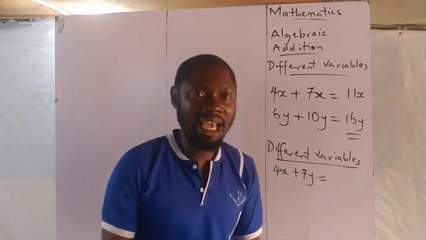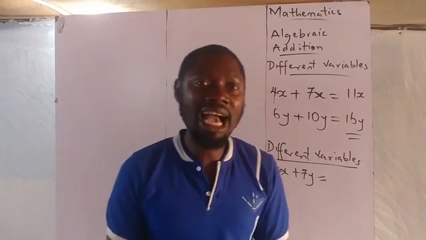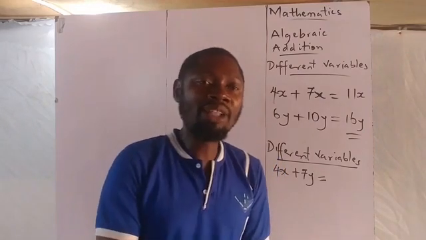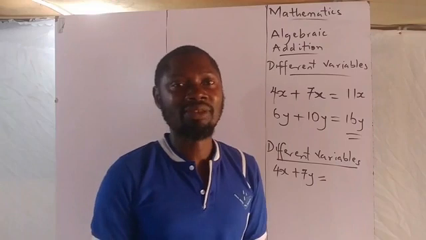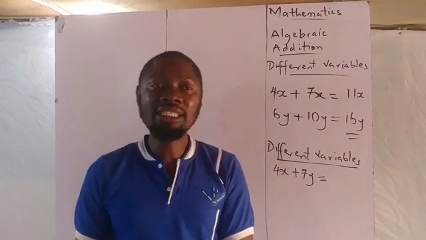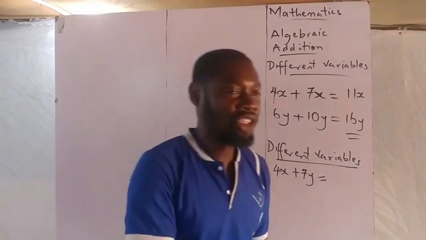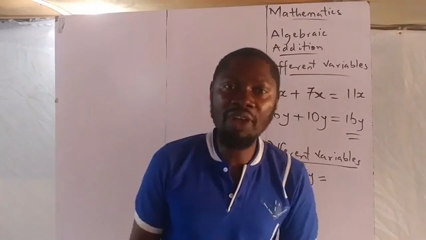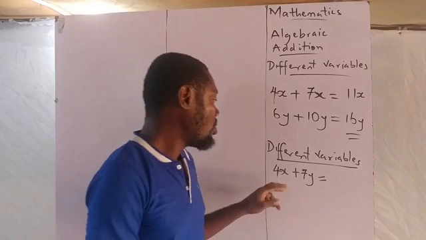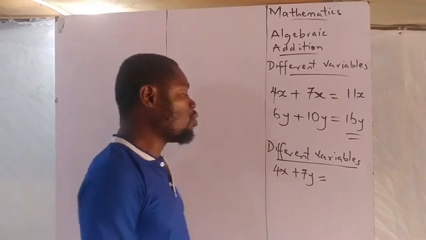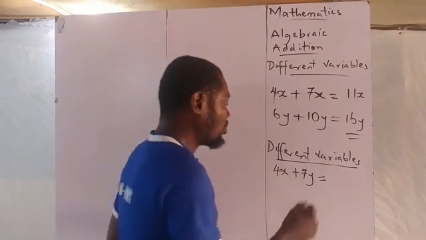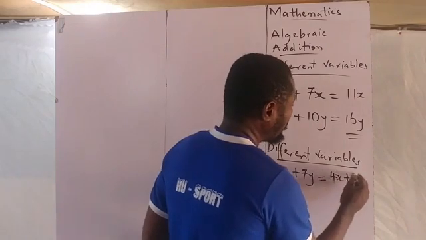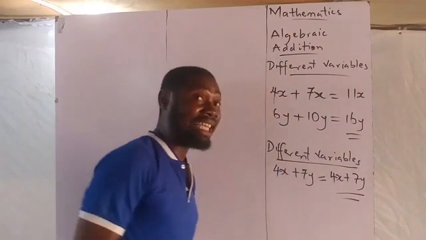You cannot add 4x and 7y. You can't take a kettle and yam to combine to get one thing. You can't take a fan and television to combine to get one single product. They are two different things. So 4x plus 7y, your answer will still be 4x plus 7y. That's your answer. It's as simple as that.